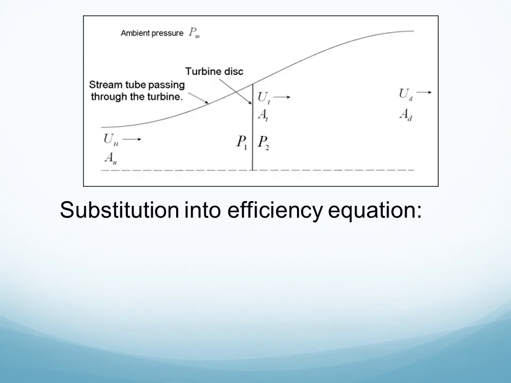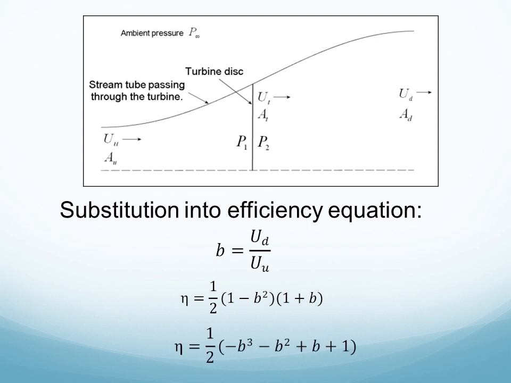To make the math simpler, we're going to make a substitution. We'll set a variable b equal to the downstream velocity over the upstream velocity. Plugging b into the final equation from the last slide gives a much cleaner version of the polynomial that we can FOIL to get this final expression for efficiency.